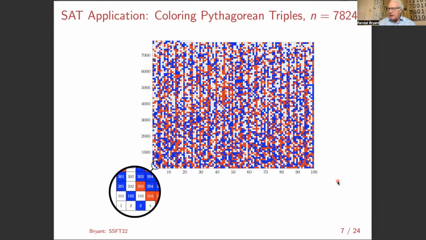So for n equals 7824, it's possible using a SAT solver to find a coloring. In particular, this picture shows all the numbers between 1 and 7,824, where red means it must be colored red, blue means it must be colored blue, and white means the coloring of it is arbitrary.